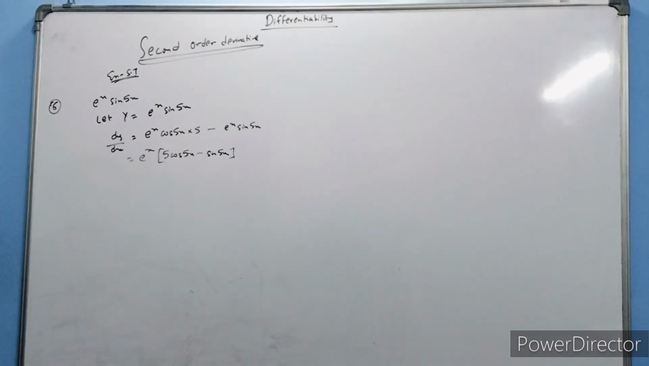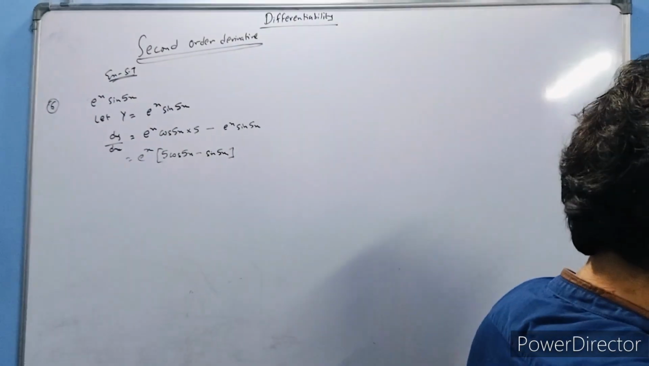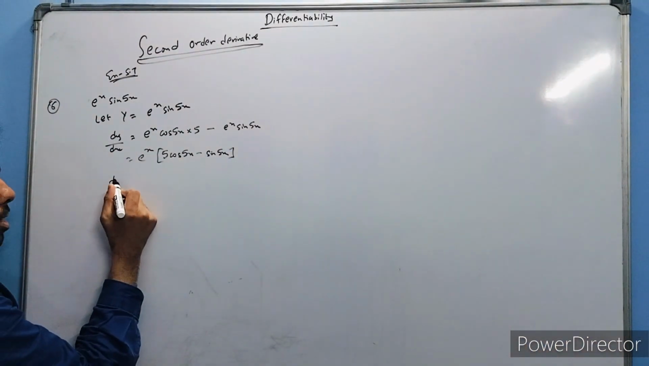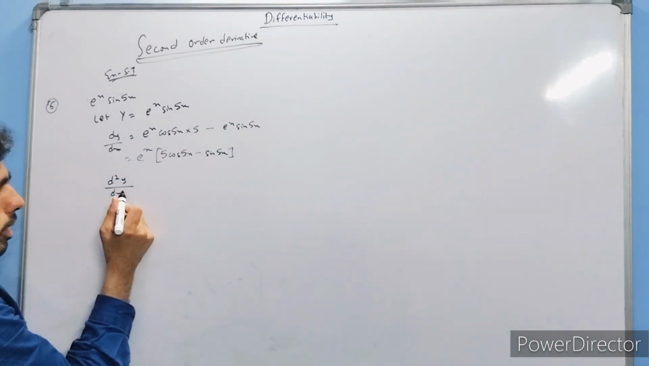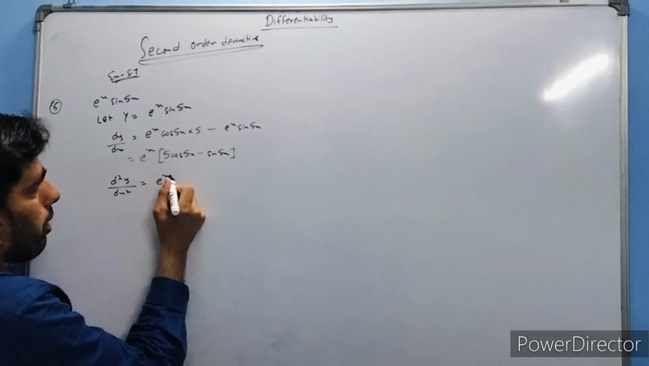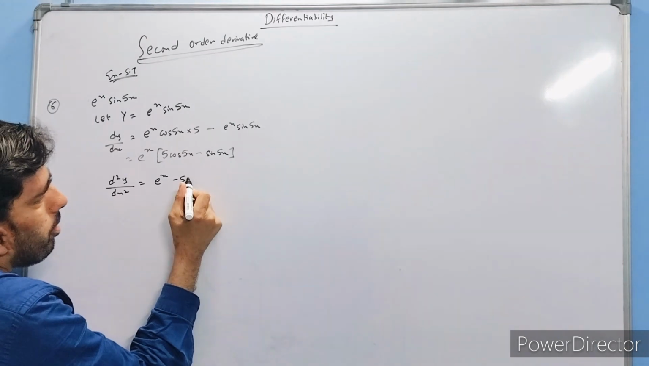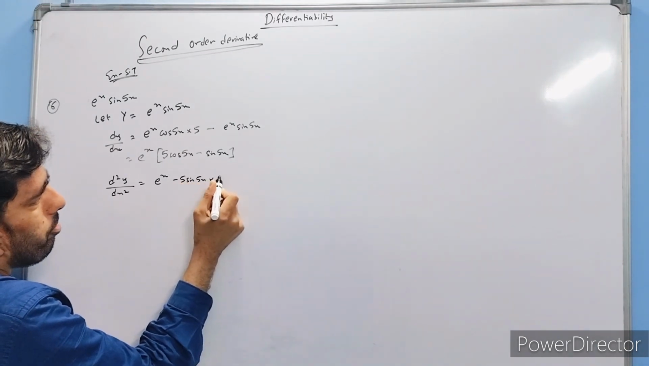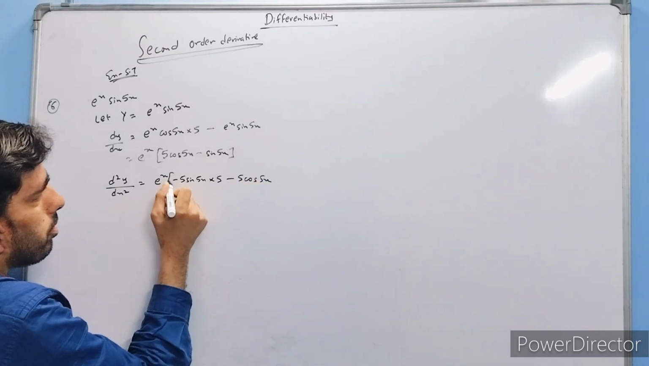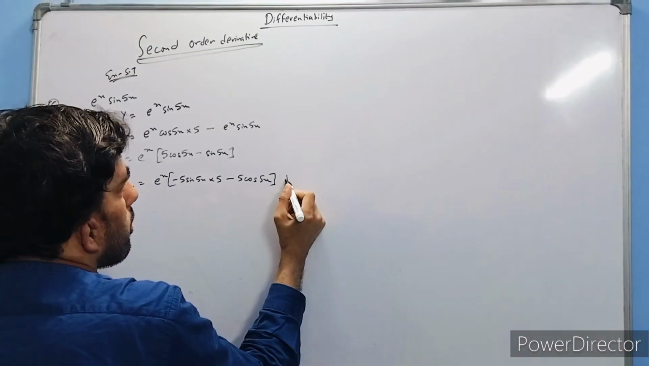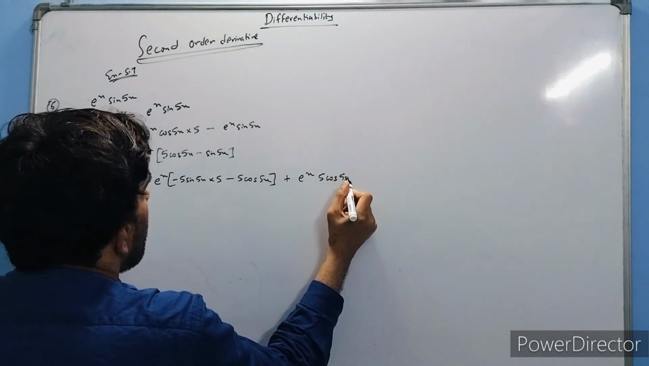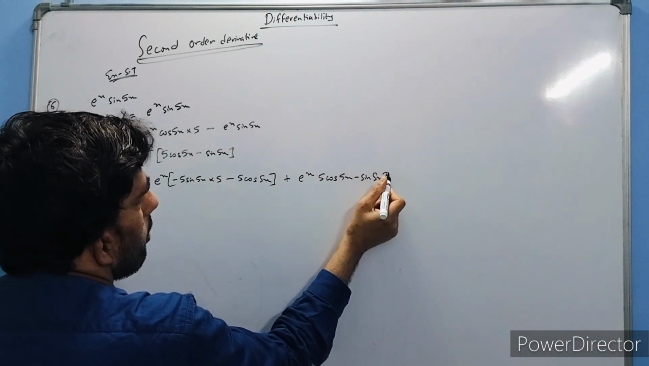Okay, so this is what I got here, dy upon dx. Now we'll again differentiate it, that is d2y upon dx square. It will be e raised power x, differentiation of this will be minus 5 sin 5x into 5, minus 5 cos 5x, plus differentiation of e^x will be e^x, and here we have 5 cos 5x minus sin 5x.